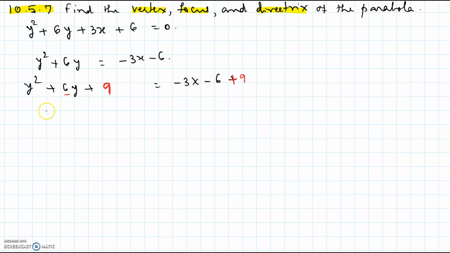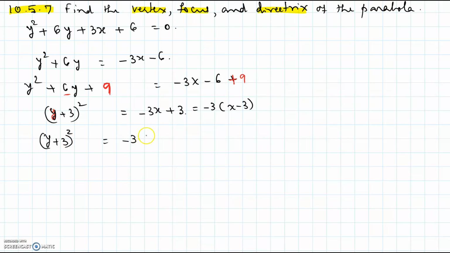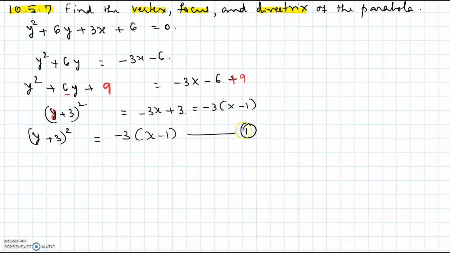So now the left hand side becomes a perfect square, which can be written as (y plus 3) the whole squared, equal to negative 3x plus 3, if you simplify the right hand side, which can be written as negative 3 times (x minus 1). So now the equation of the parabola is in standard form: (y plus 3) squared equals negative 3 times (x minus 1). This is the equation of the parabola written in standard form.